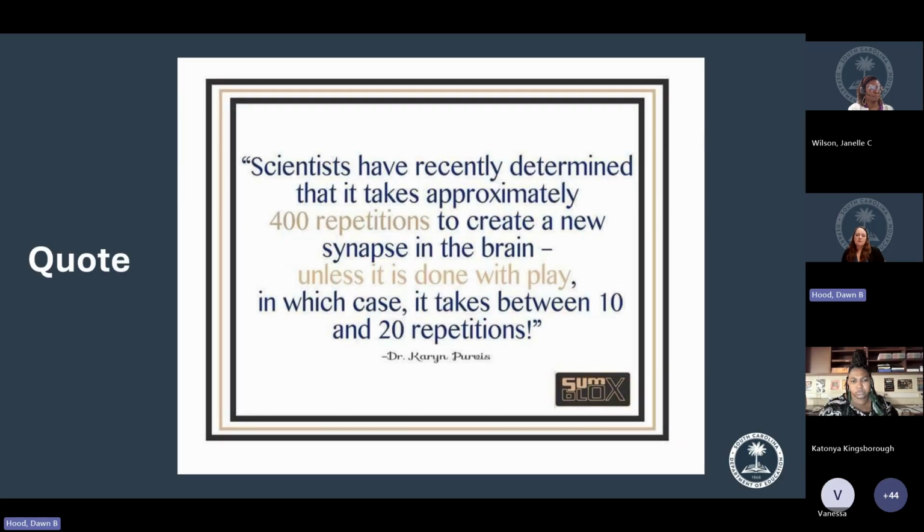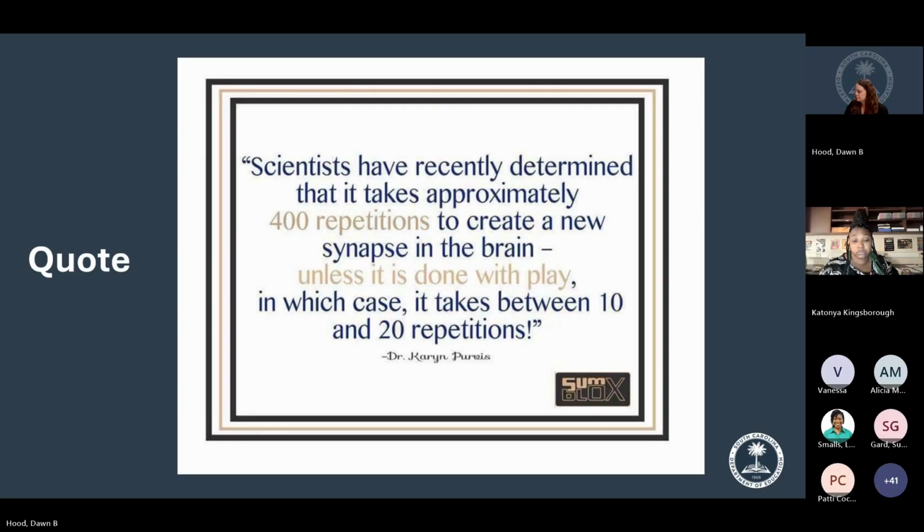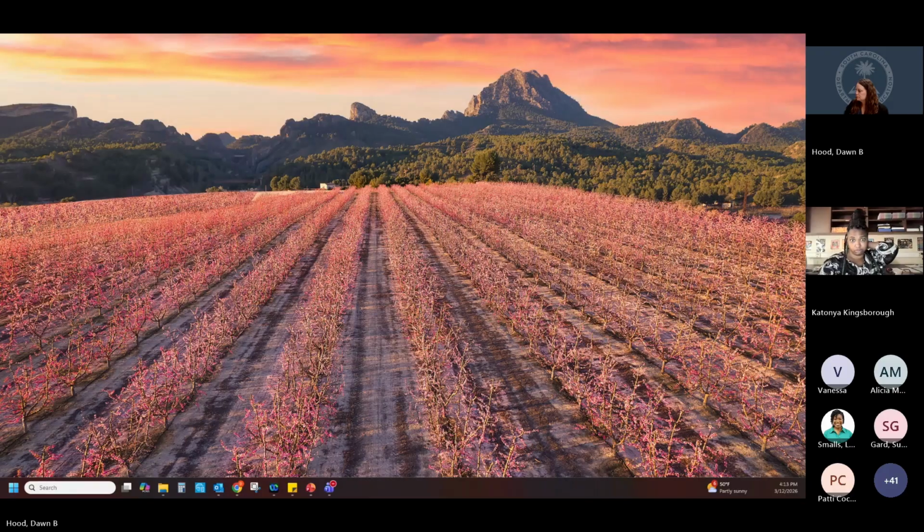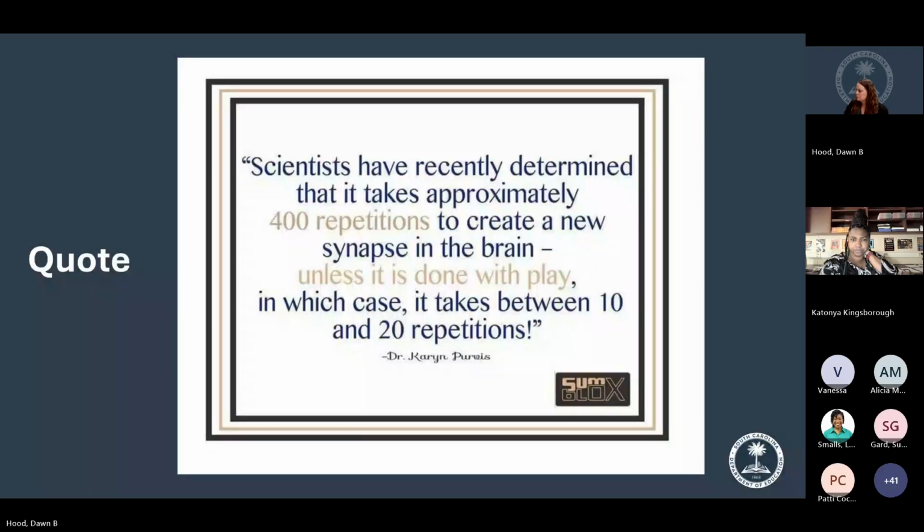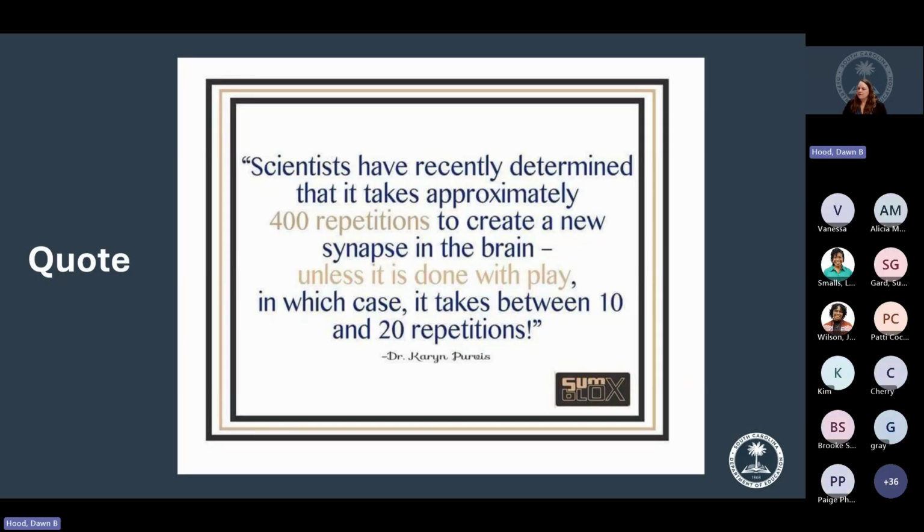All right. Take a minute to look at this quote. And then in the chat, I'd like for you to add, how does that resonate with you today? You can either put it in the chat or you can come off mute if you feel like talking.